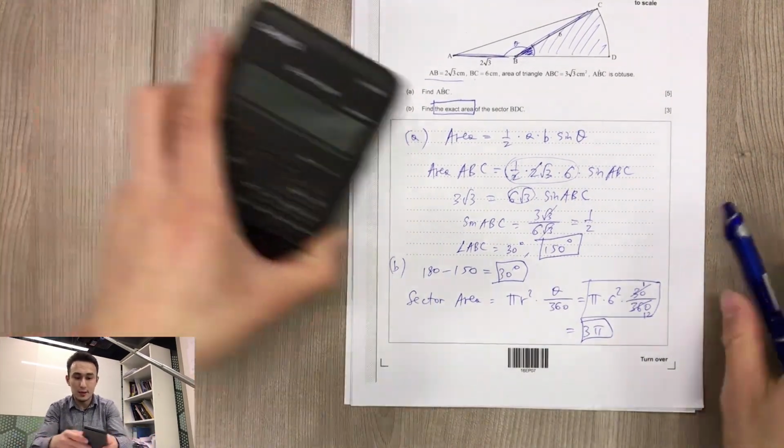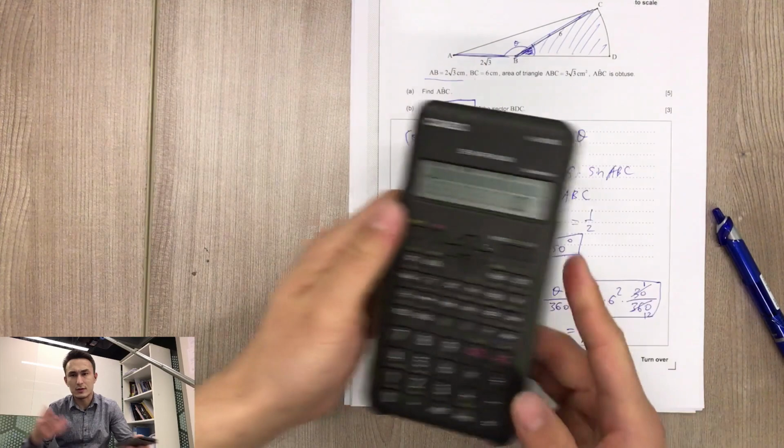No need to multiply. You will not be doing this 3 times pi or 10 point something. Don't do it. Okay. Next question.